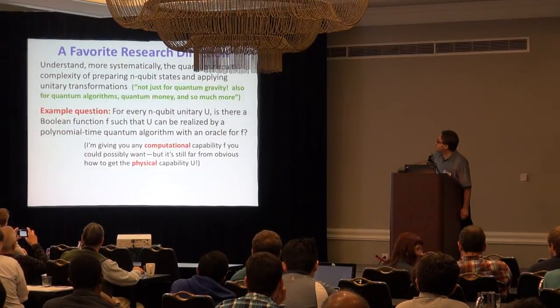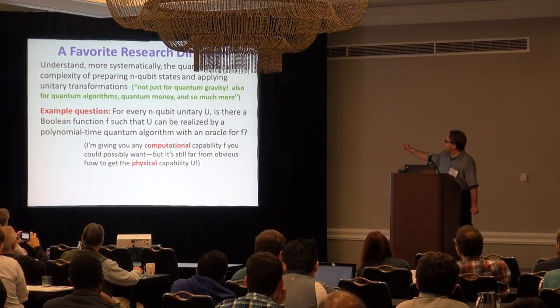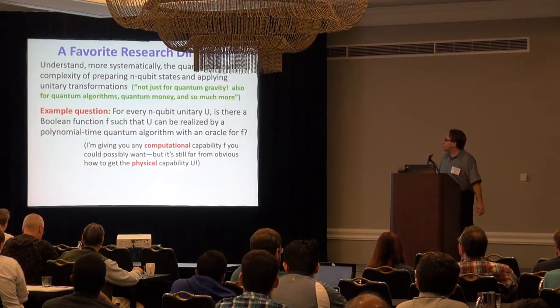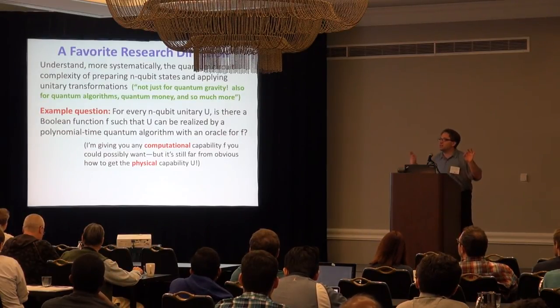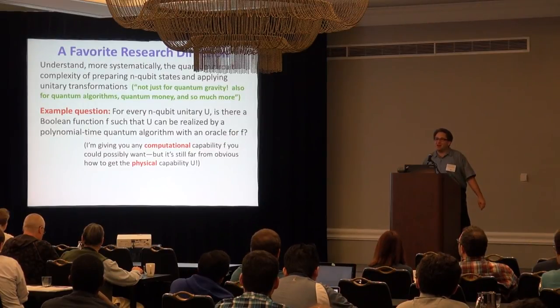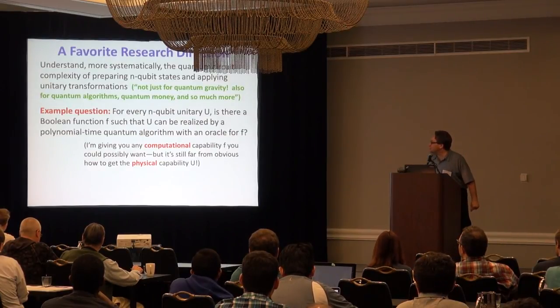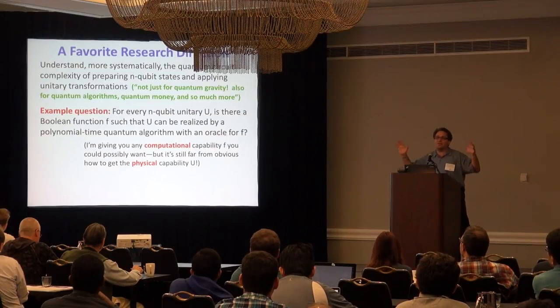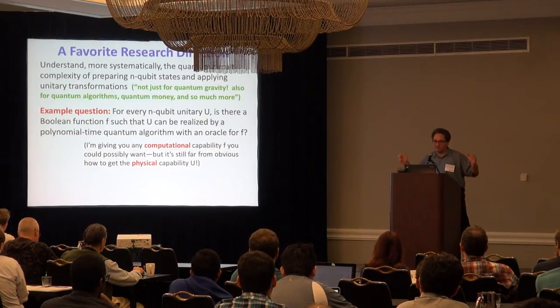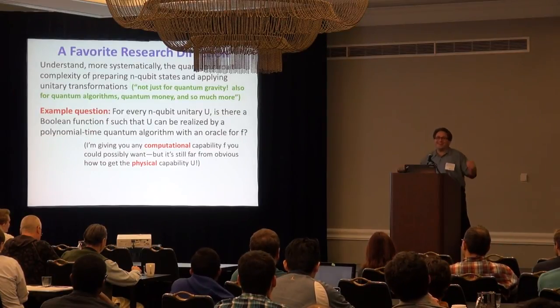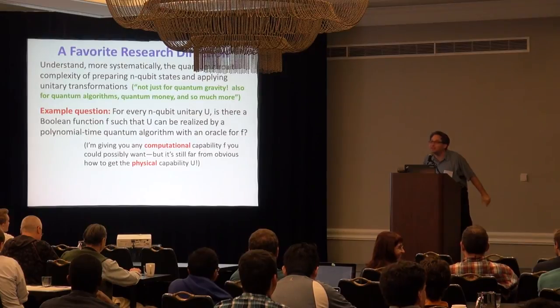Here's one of my favorite example questions. We could ask, for every n-qubit unitary transformation U, is there some classical Boolean function f such that if we have an oracle for f, then we can realize U in polynomial time? Okay, Greg Kuperberg and I raised this question in 2006. It remains one of my favorite open questions. You could think of it as, I am giving you any computational ability you can possibly want, right? I'm making you like an optimal nerd, right? But now, can even the smartest nerd in the world use their intelligence to lift a weight or something, okay? Now you have to actually physically implement this unitary.